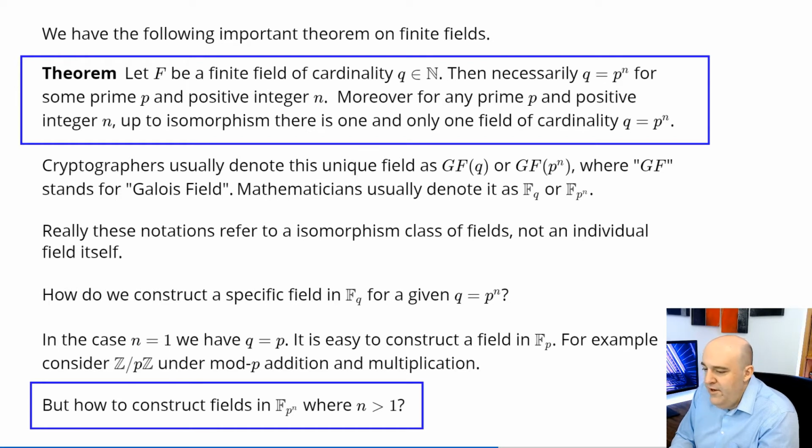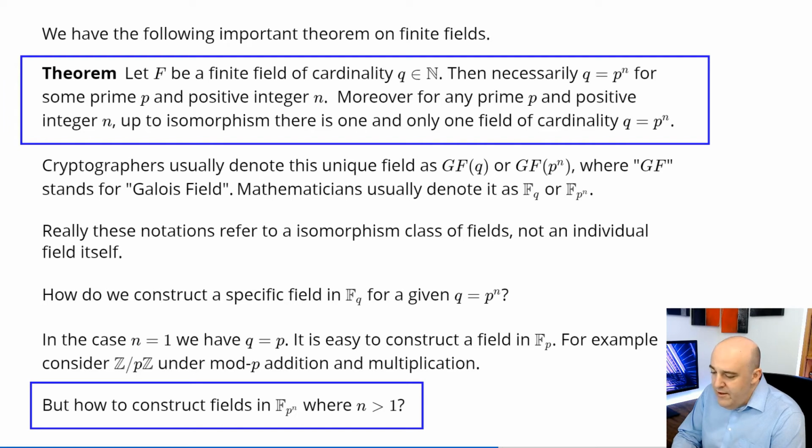The underlying set might be different, but the isomorphism structure is what's the same all the time. So the question arises, how do we construct a specific field in FQ, in the isomorphism class FQ, for a given value of Q? In the case when n is equal to 1, that means Q is equal to P, and it's actually easy to construct a field in FP.